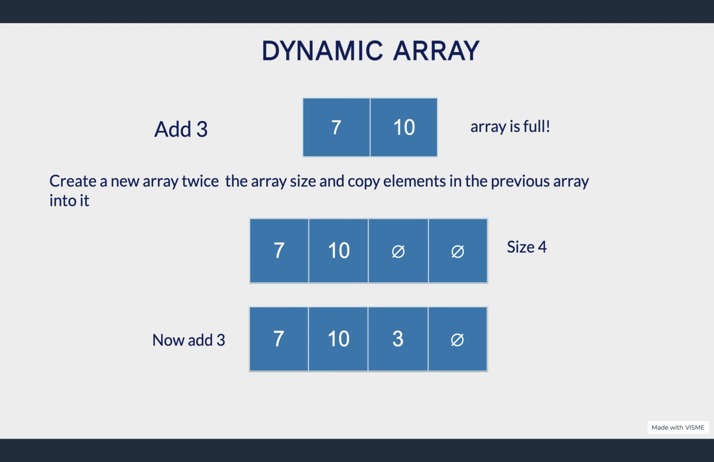The solution to this is to create a new array twice the array size and copy the elements in the previous array into it. So this means that you create another array twice the initial array size. In this case, the array size is 2, so we're going to create another array whose size is 4. So we double the size. Now we can add 3.